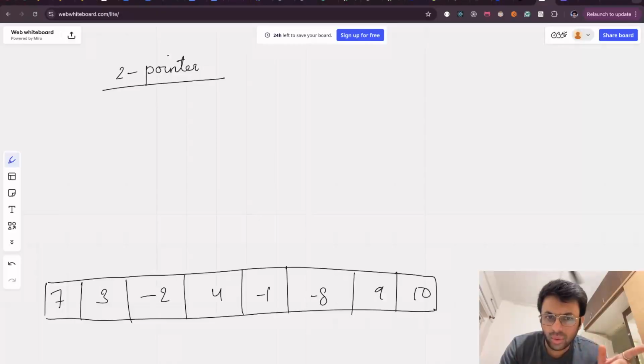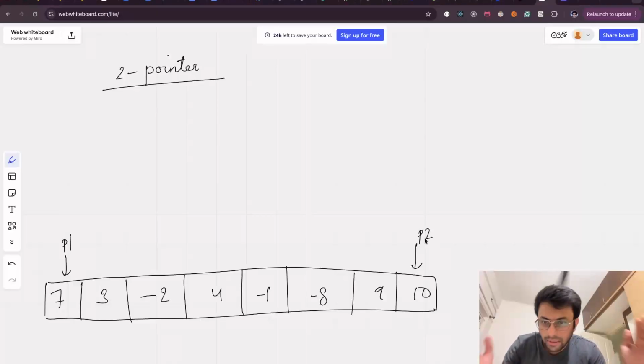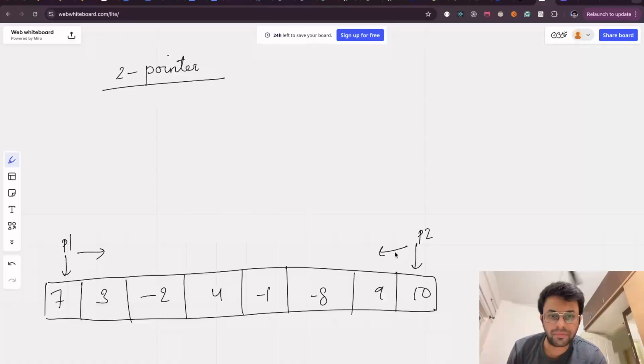Now, in day 12, we were learning about the two-pointer method. We saw a version of the two-pointer method where we were given an array, something like this, and the question was that we had to move all the negative elements to the left and the positive elements to the right. There we used a two-pointer method where we started one pointer from the left side and one pointer from the right side, and both were coming towards each other.